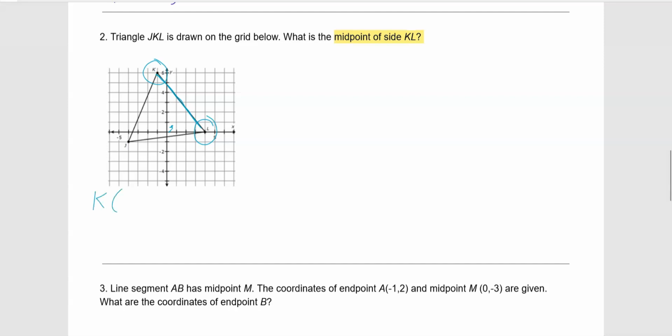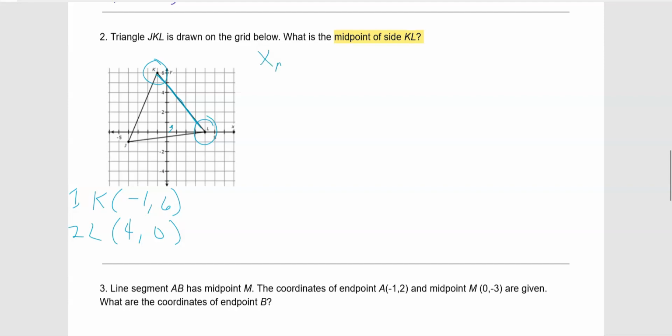So K is -1, 6, and L is 4, 0. Now, some of you may have put 5 because it was hard to read. I did note that on your assignment if that's what you did, so you can go back and fix it. So I'm going to call K my point 1 and L my point 2. So let's find the midpoint.